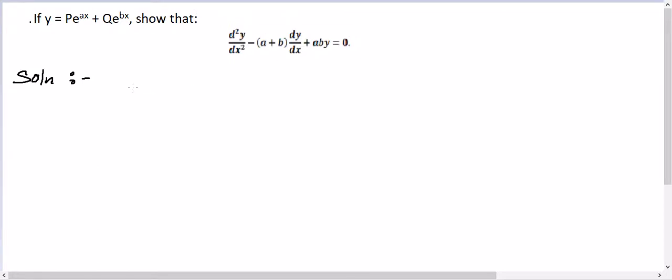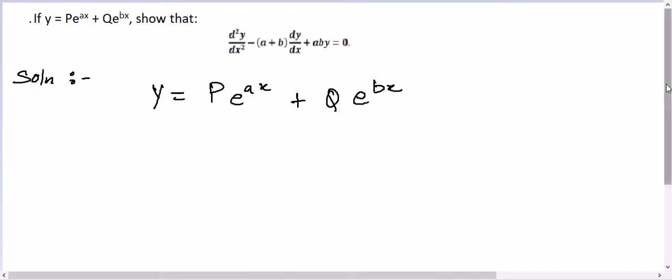To prove this equation, we need to start by differentiating y. So let's do that. y is equal to p e to the power ax plus q e to the power bx, right?